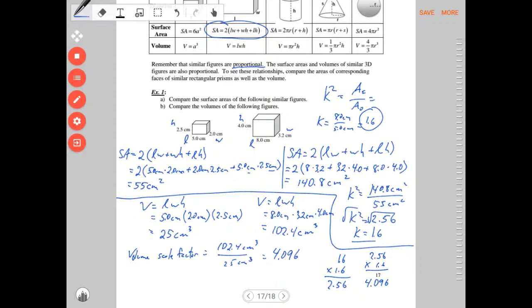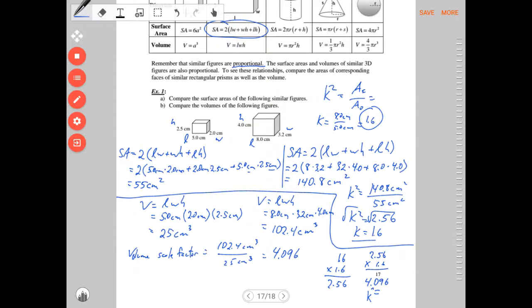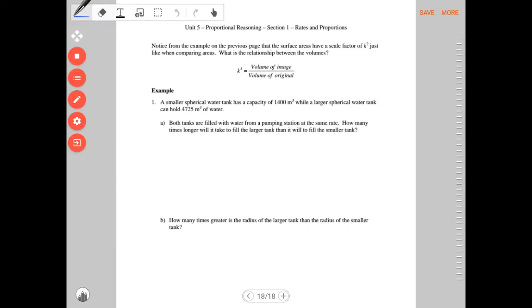4.096. Oh my goodness. So this 4.096 bit, that is K cubed. So that's crazy. So K cubed is equal to the volume scale factor. Very, very interesting. Okay, so if we flip the page, here's a summary of that.